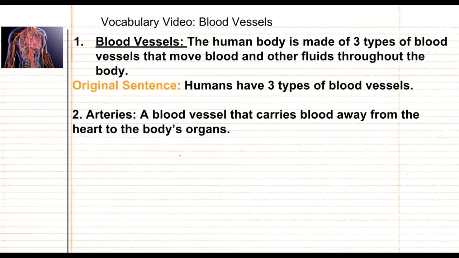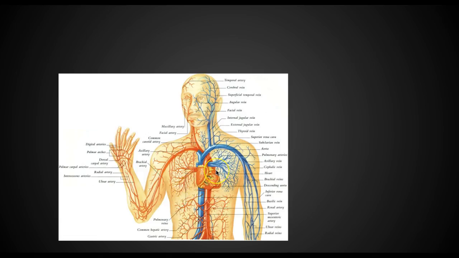Arteries. So the blood vessels, remember there's 3 kinds. Arteries are one kind. Arteries are blood vessels that carry blood away from the heart and to the body's organs. Let me show you a picture and then maybe that helps you come up with the original sentence, or if you want to do that now, it's up to you. In this image, the arteries are right here in red. See the red ones right here? And these arteries take all the oxygenated blood, full of oxygen, to all your cells.